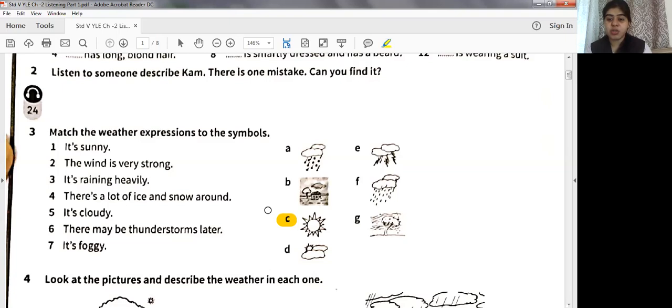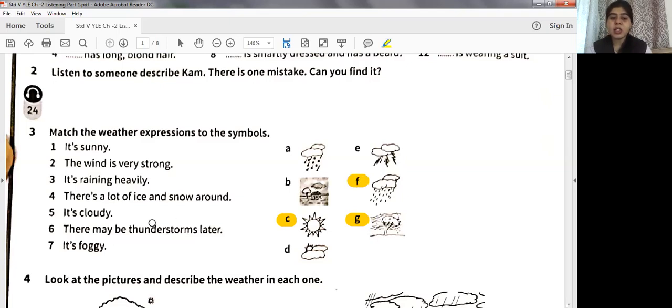The wind is very strong. Which symbol from A to G shows wind is very strong? You know what happens when the wind blows very strong? The trees are moving, they're shaking. So which picture over here resembles it? It is G. So second one is G. We'll just write small g over here, students. Next, it's raining heavily. So which symbol shows that it's raining heavily, students? It is F, right?